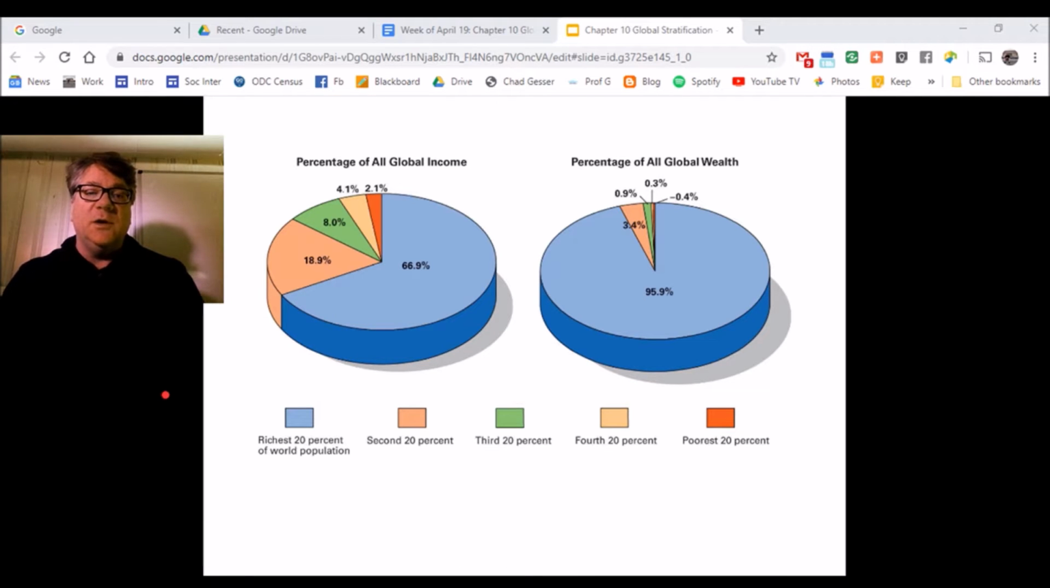global inequality associated with income and global inequality associated with wealth. So it's income and wealth, but looking at the global level. And you can see at the very bottom of the slide, it's broken out in quintiles again by 20% marks. And you can see that basically the richest of the world's population accounts for most of the income and almost all of the wealth, right?